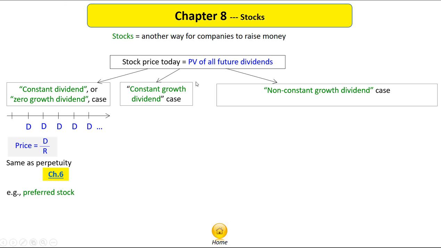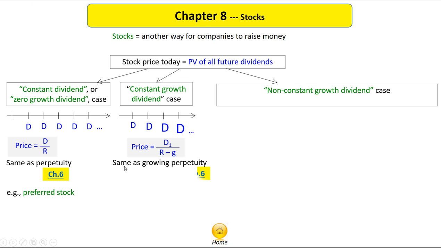The second case, the second pattern of dividends in the future, is called the constant growth dividend case. This is where the dividends are growing at a constant rate every year in perpetuity. To find the price per share of such stock today, we take the very first dividend in the future, D subscript 1, and divide it by R minus G. G is the growth rate in the dividend amount every year. This is the same thing as finding the present value of a growing perpetuity, which was covered also in chapter 6, just like a regular perpetuity.